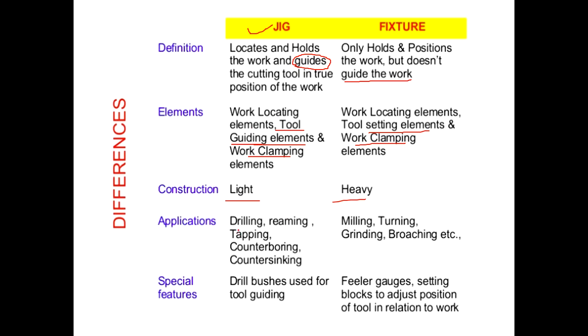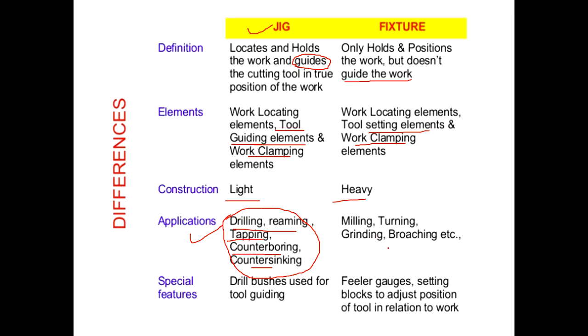Application wise, a jig is used for drilling, reaming, tapping, counter boring, counter sinking. Whatever operations you can perform on a drilling machine, for all these applications we can use the jig as the work holding and locating device. A fixture finds a wide application as compared to the jig. It is used for milling, turning, grinding, broaching, almost all the machines other than the drilling machine.